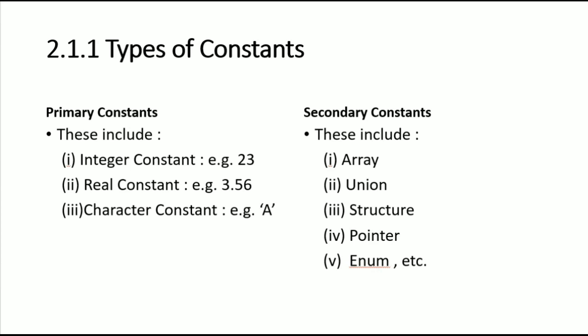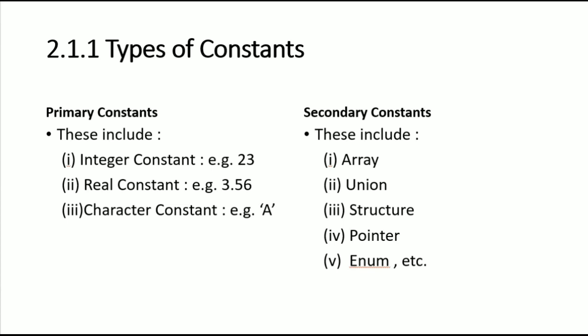Now types of constants. First comes the primary constants and then comes the secondary constants. So first let's discuss primary constants. There are basically 3 types of primary constants. The first one is integer constant, that is any integral number like 5, 10 or 23, as I have taken in this example.